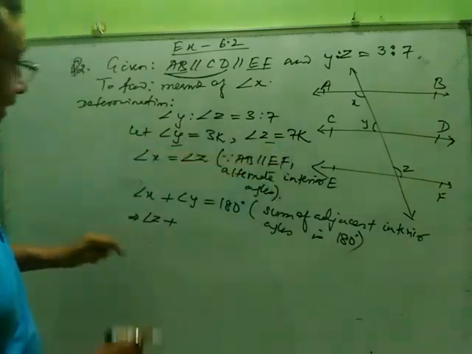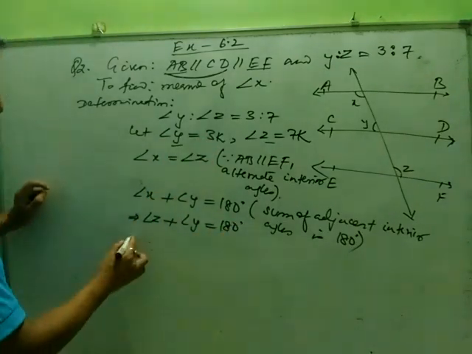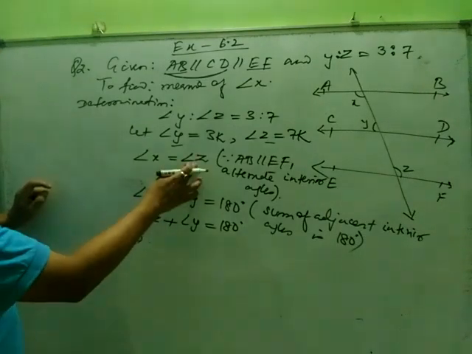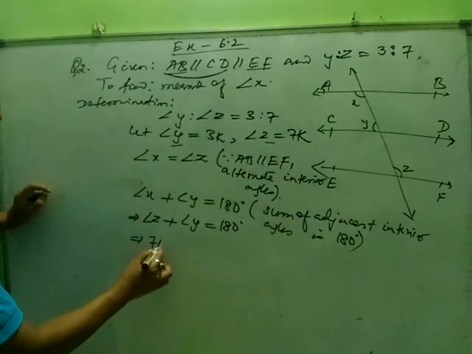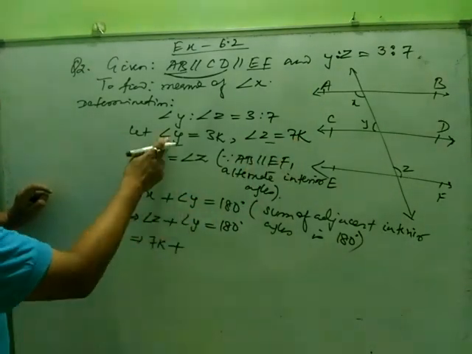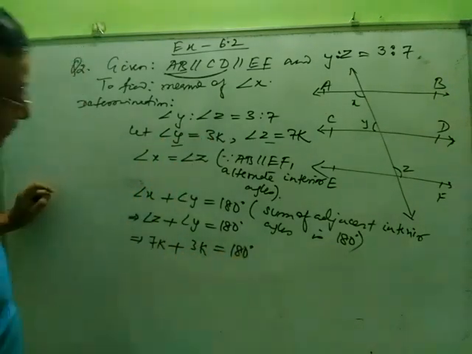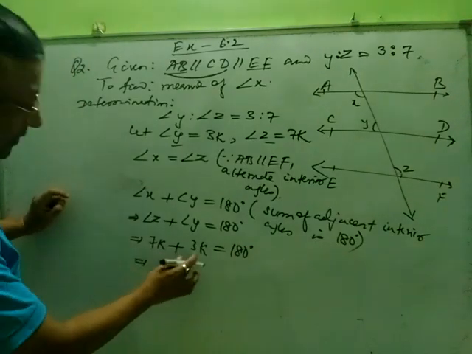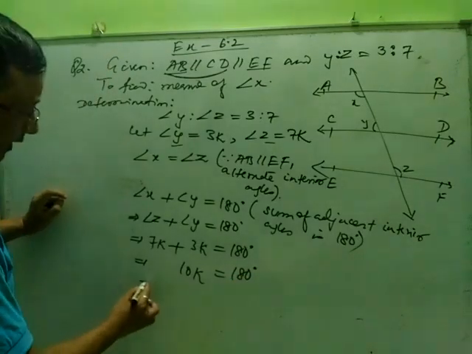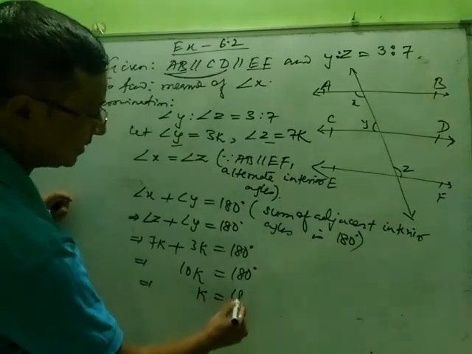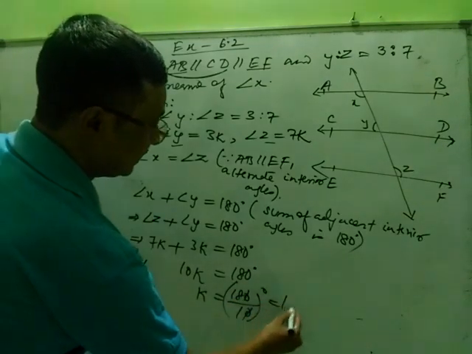So here z will be 7k. Angle x plus angle y is equal to 180 degrees. In place of x it is 7k, so 7k plus y, and y is 3k, so 7k plus 3k equals 180 degrees. So 10k equals 180 degrees. What will be k? So k equals 180 divided by 10. So you will get k as 18 degrees.